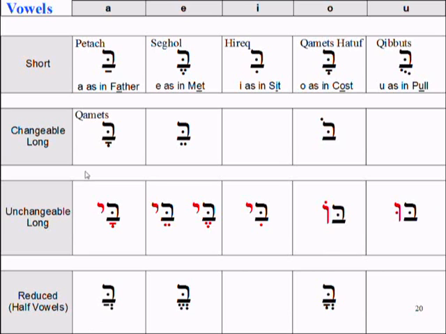The first variation is just the straight kametz, and that has the same sound in the modern pronunciation of Biblical Hebrew as the patach. So this and this, more or less the same sound. It's an ah sound, ah as in father. But sometimes instead of ba, it's a bo.